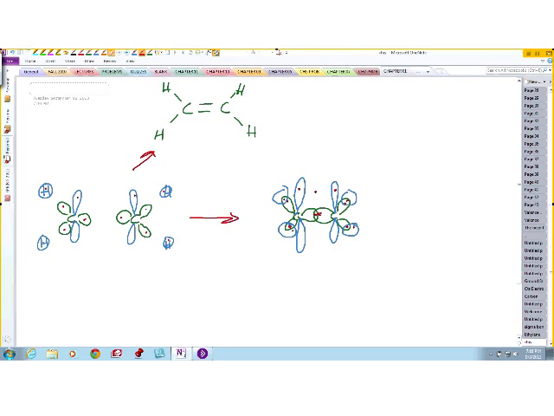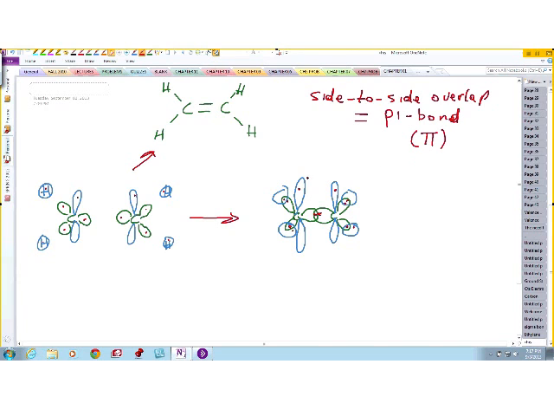Now what is going to happen, because carbon needs 4 bonds, there will be what we call a side-to-side overlap of the p orbitals, and that side-to-side overlap becomes what we call the pi bond. So where's the side-to-side overlap? I will show you.